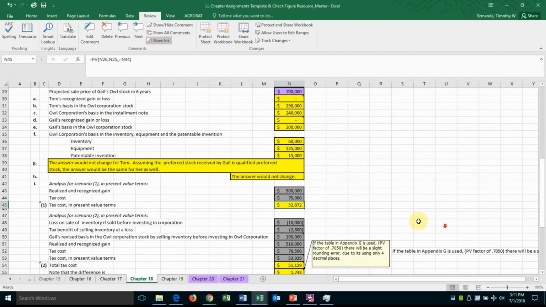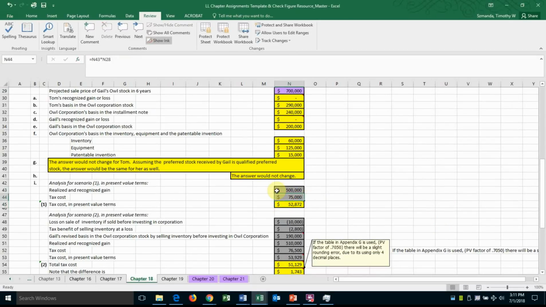So what we're saying then is that this $75,000 tax cost for Gail in the future is today worth $52,872, and again, this is if she contributes the inventory directly to the corporation with the built-in loss and doesn't sell it ahead of time. Alright, so this is the first alternative, and that's the present value of the tax cost.